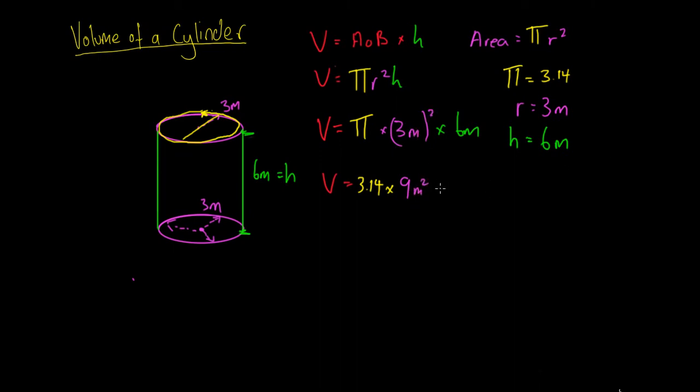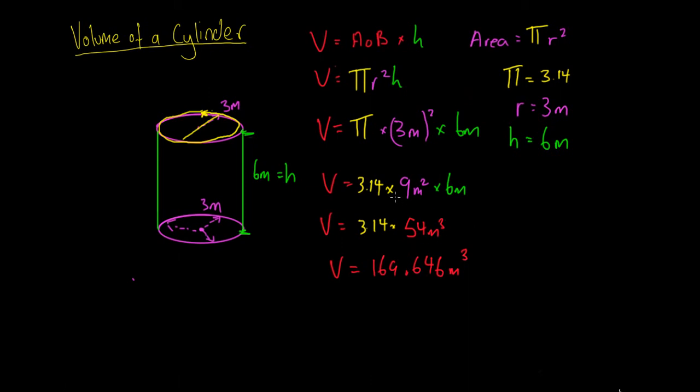Times 6 meters. So we have our volume is equal to 3.14 times 9 meters squared times 6 meters. So 9 times 6 is 54. Meters squared times meters is meters cubed. So we're going to get 3.14 times 54 meters cubed. Our volume is going to come out to be roughly 169.646 meters cubed.